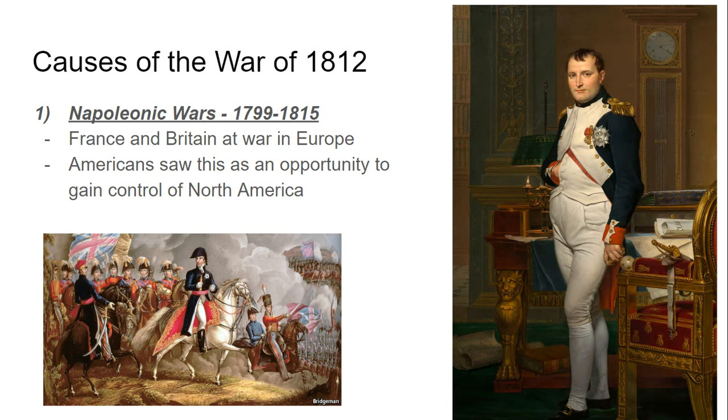And with Britain being extremely busy trying to fight this midget commander, by the way, he's sort of nicknamed the midget commander because he was a little short. But anyway, Americans saw this as a good opportunity because the British were so heavily occupied with the Napoleonic Wars, or the wars that Napoleon started, that this would be a good time to attack and invade. So the timing is right.